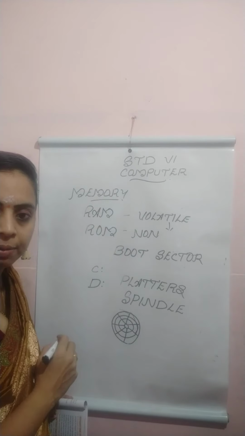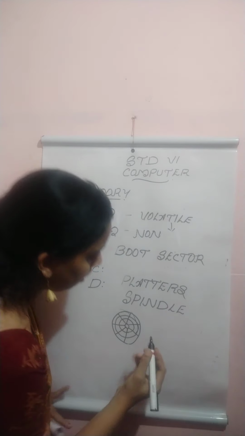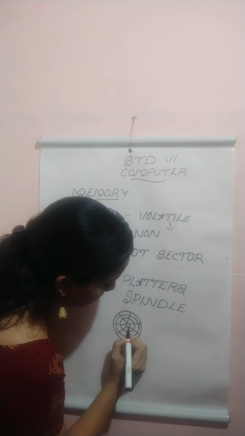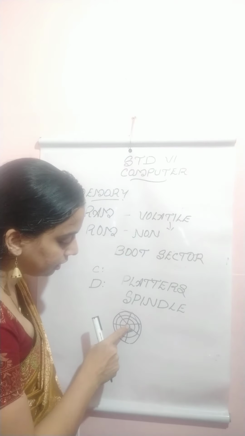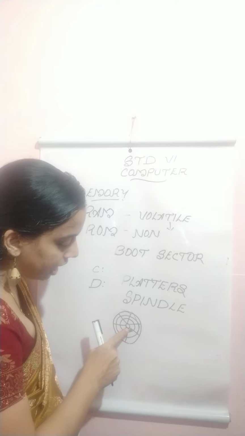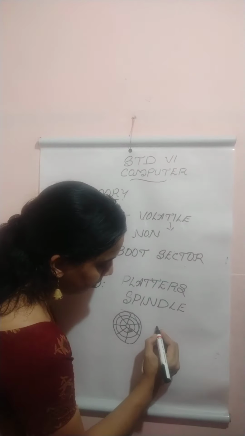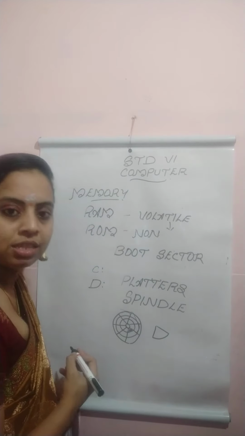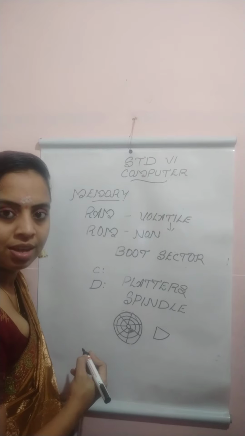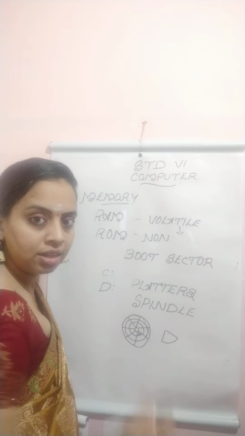Did you understand? So these are tracks and sectors. If you consider this sector, in this track one sector is there. If I draw only this sector, it will be in the form of this. Right? This is one sector. Clear? And in each sector, we store the information.